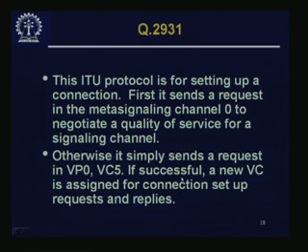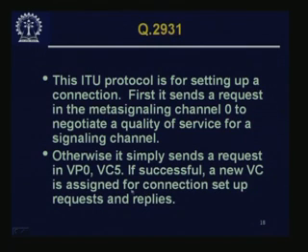So, there is a meta signaling channel called 0 where you can negotiate the quality of service for the signaling channel, okay. Otherwise, there is a default, which is VP0 VC5, that means virtual path number 0, and a virtual path, if you remember, is a bundle of circuits. So, in that virtual path number 0 you take the VC5, okay, which is a standard channel where you put your request for signaling, okay, request for this path setting up. Now, if this is successful, then a new VC is assigned for connection setup request and replies.